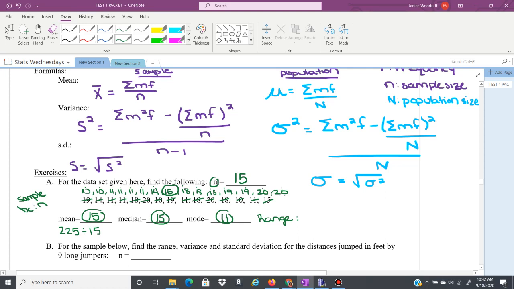You're going to do your highest number, 20, minus your lowest number, 10. So our range is going to be 10 there.